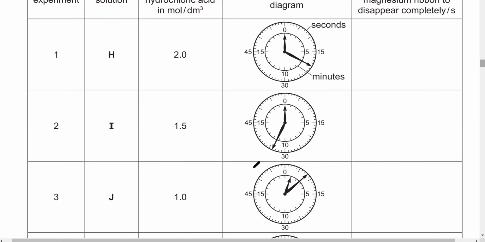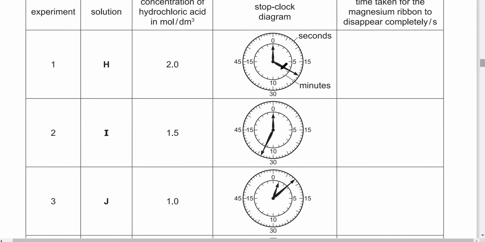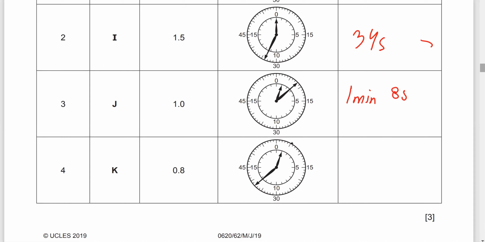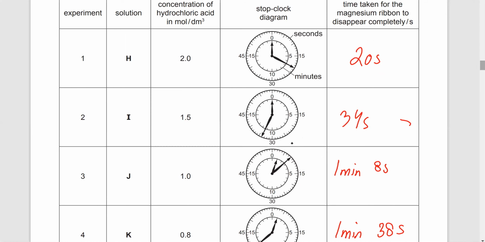So you have to first measure the time. This one I think is 0 minutes, and he's already labeled this. So it's 15, 16, 17, 18, 19, 20. I think it's 20 seconds. The next one over here is I think 34 seconds. Then this watch over here is 1 minute. The smaller arm is minute, and I think 8 seconds. And the last one is 1 minute and 38 seconds. So the concentration keeps decreasing.